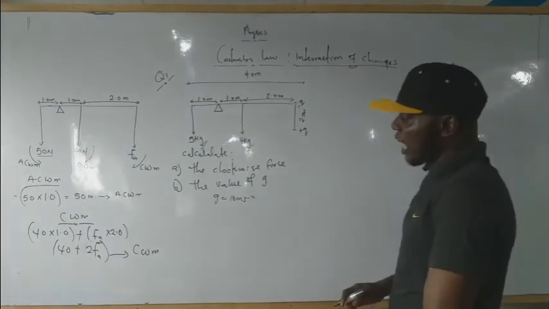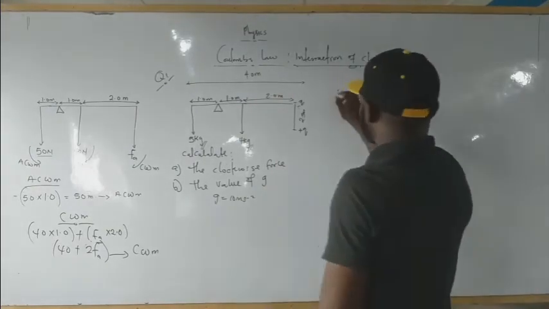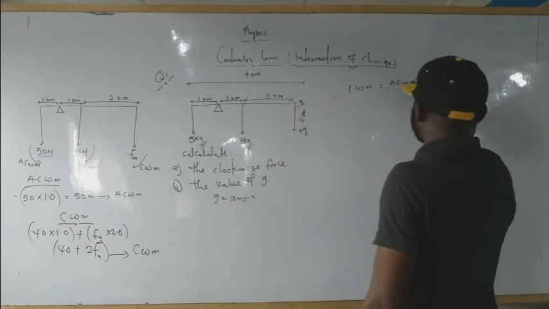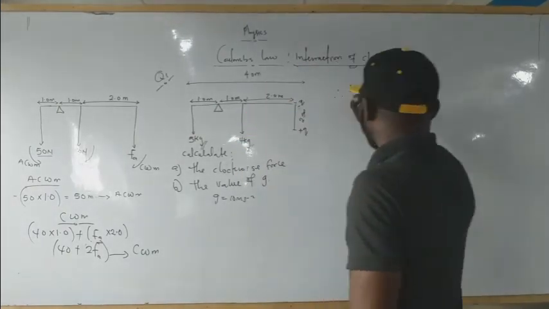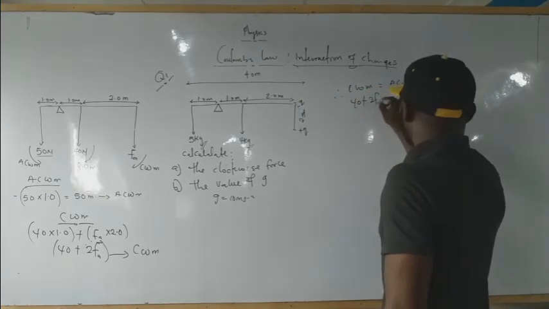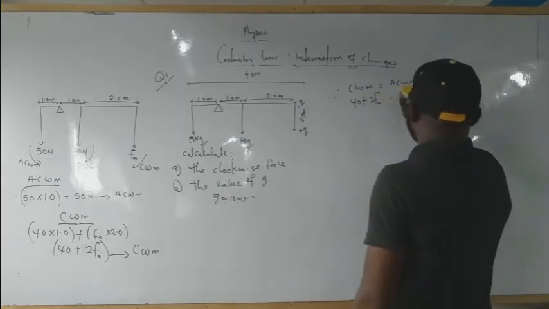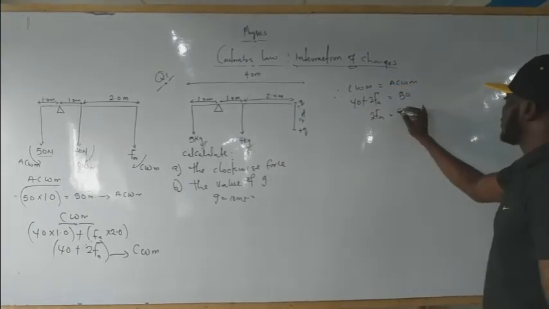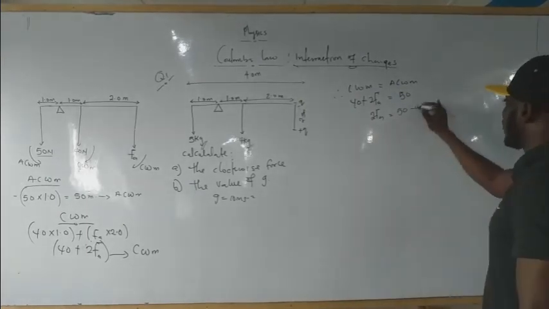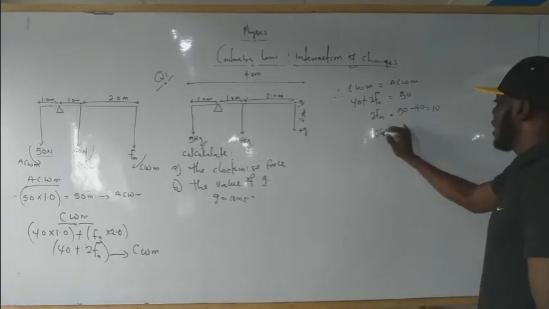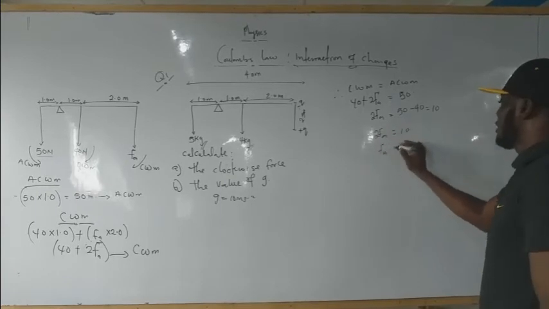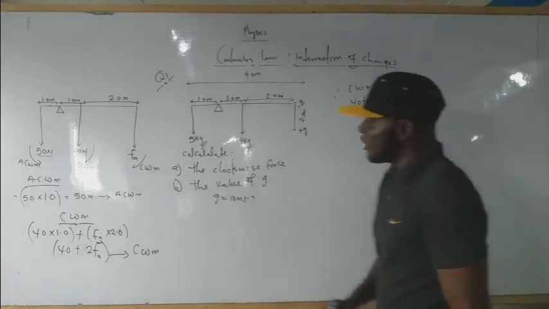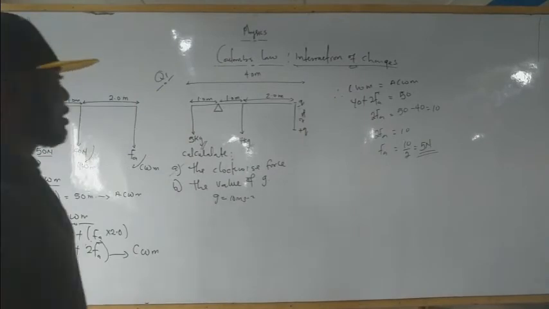Okay? So equating the two now, clockwise moment equals anti-clockwise moment. So the clockwise moment is 40 plus 2FA, which equals 50, right? So 2FA equals 50 minus 40, and that will give you 10. So we have 2FA equals 10. So FA equals 10 divided by 2, and that gives 5 Newton. So 5 Newton is the clockwise force.